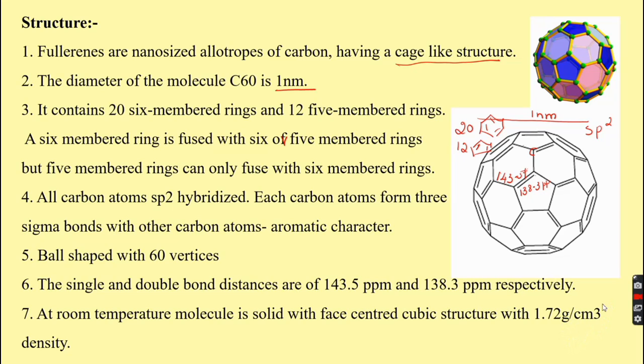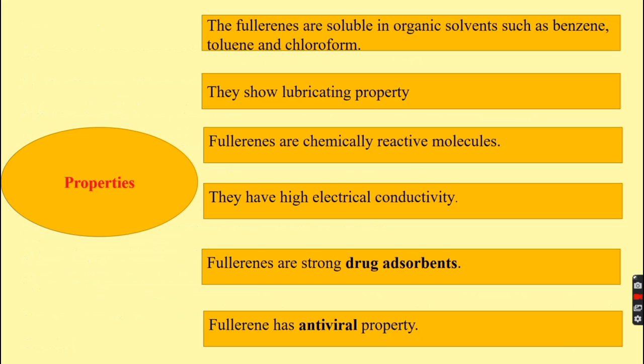So this is about the structure of fullerenes. Now coming to the properties of fullerenes: fullerenes are soluble in most organic solvents like benzene, toluene, chloroform, etc., that is, non-polar solvents. They show lubricating property. Fullerenes are chemically reactive molecules. They are chemically very active molecules.